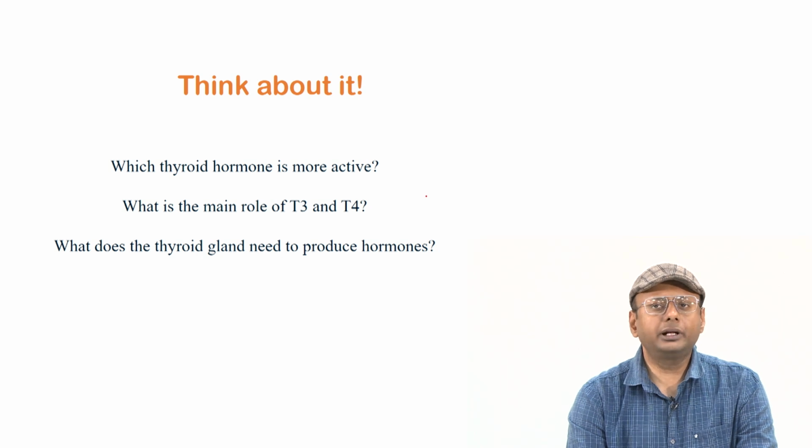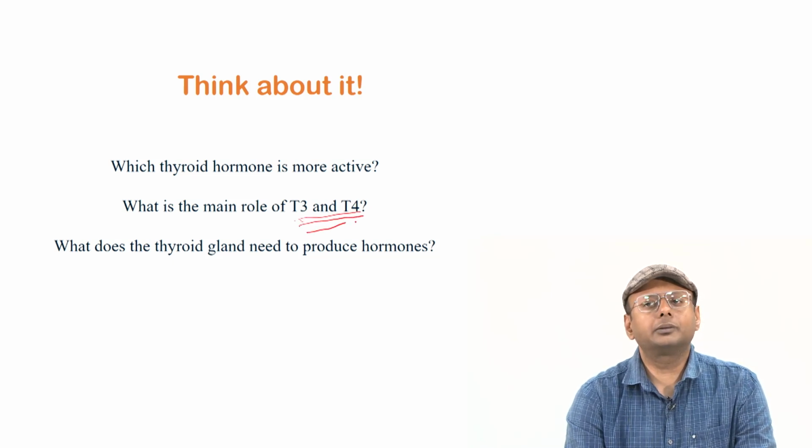So, let us think about it: which thyroid hormone is more active, what is the main role of T3 and T4, and what does the thyroid gland need to produce the hormone. You can read further about T3 and T4 and find out their specific roles in our body.